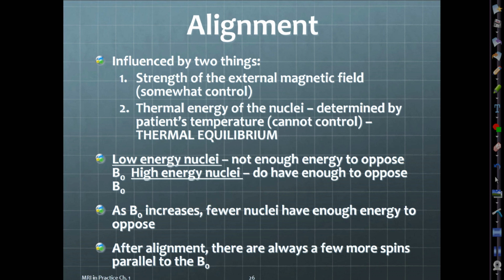So this alignment is influenced by two things. One we've already talked about, the strength of that magnetic field, which is in the range of Tesla. And this is something that we can somewhat control. We can scan on the 1.5 Tesla scanner versus the 3 Tesla scanner. But you're really confined to what you have in your department. And then the thermal energy of the nuclei, so the patient's temperature. You're like, how does that really factor in? It really doesn't.